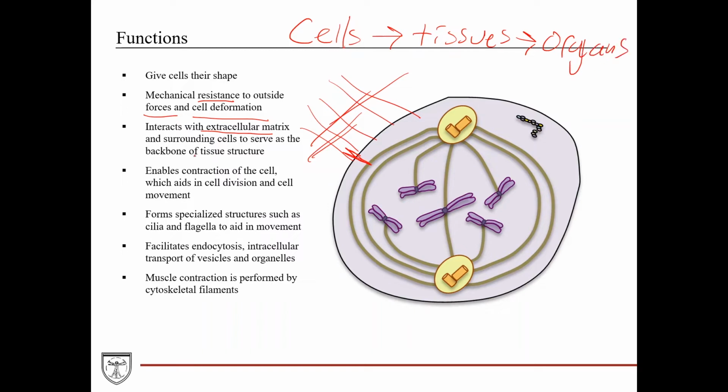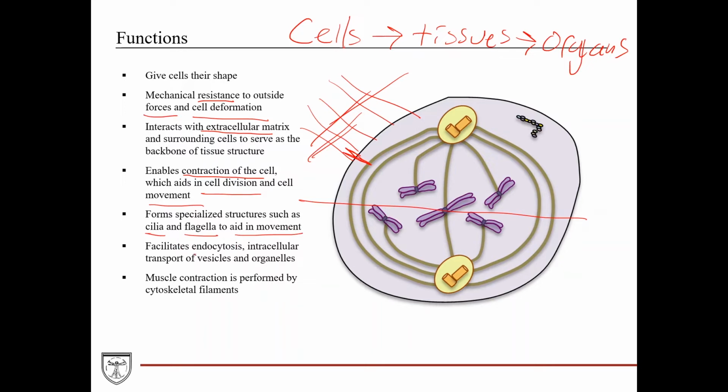The other thing the cytoskeleton can do is enable contraction of the cell, which aids in cell division and cell movement. So if you're going to divide the cell, the cytoskeleton helps it contract and break apart into two. It can also help with cell movement. It forms specialized structures such as cilia and flagella, and these can also aid in movement of the cell.